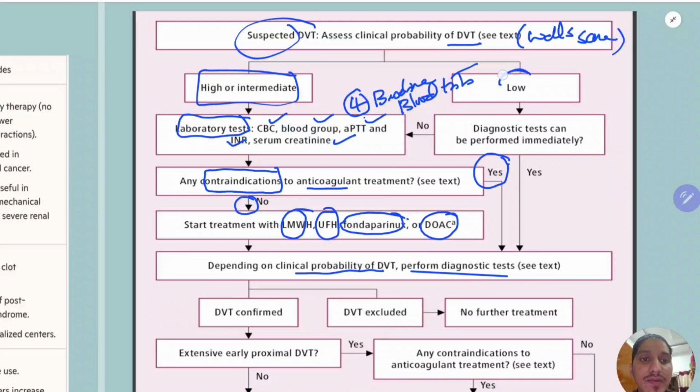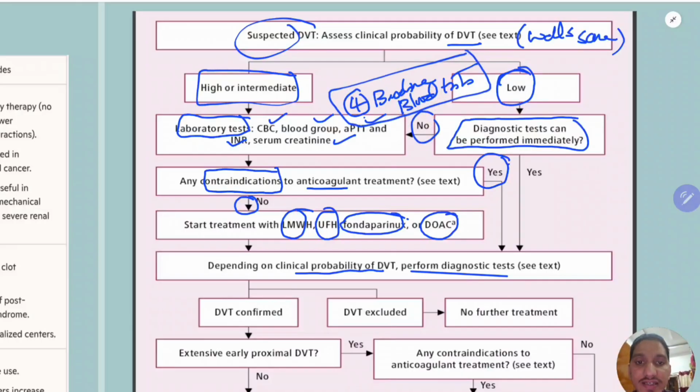But when the probability is low, now you will ask yourself the question, can the diagnostic tests be performed immediately? If no, then you get these 4 baseline blood tests, then again you will go for anticoagulant if there is no contraindication for anticoagulant treatment.